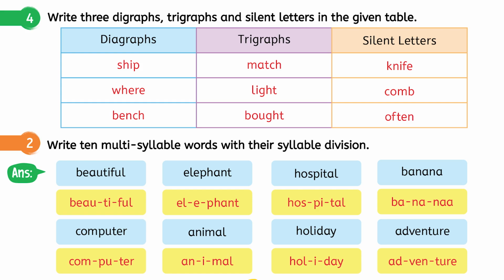So in question number 4, we have to write 3 digraphs, 3 trigraphs, and 3 silent letters. You already know about the silent letters. So now we are going to start with the silent letters. Just like we can use knife, comb, often. And if we talk about digraphs, so ship, where, bench. For the trigraphs, there are 3 words, just like match, light, bought.